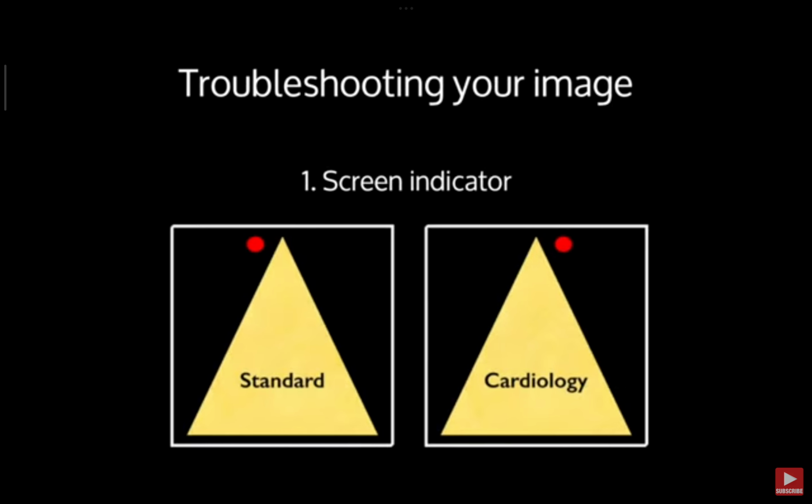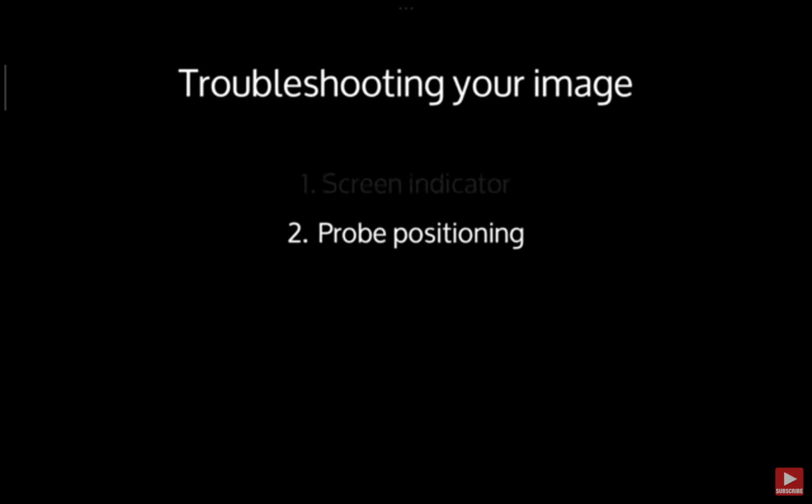In case you got lost, here's another summary when troubleshooting your image. First, check the screen for the indicator position. For parasternal long axis, make sure the probe is pointing to the right shoulder in cardiac mode or the left hip in standard mode. Also, make sure the LV is on the left of the screen for parasternal long axis.